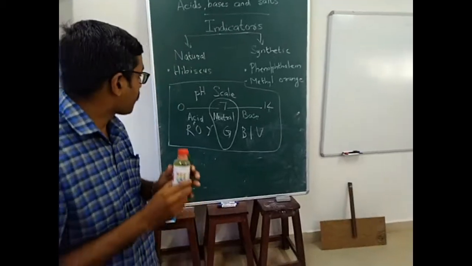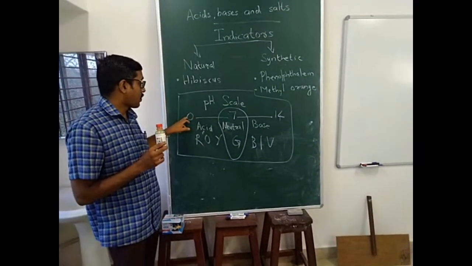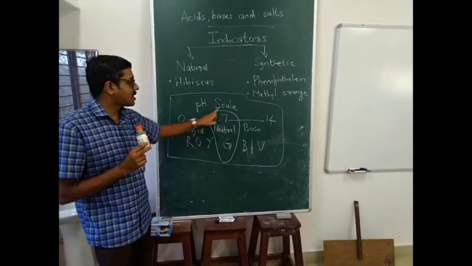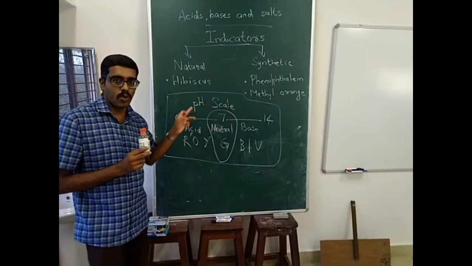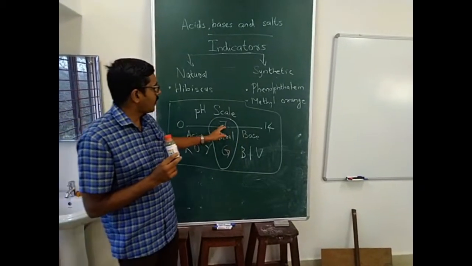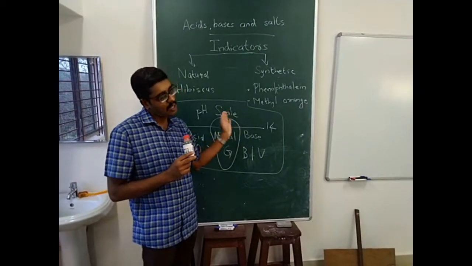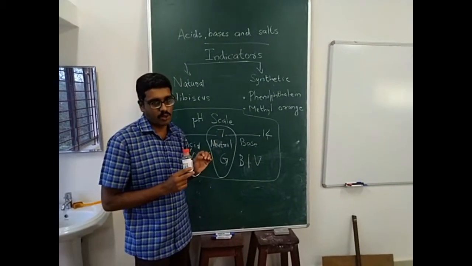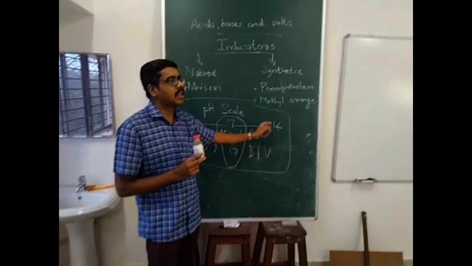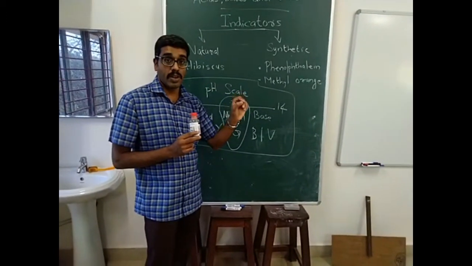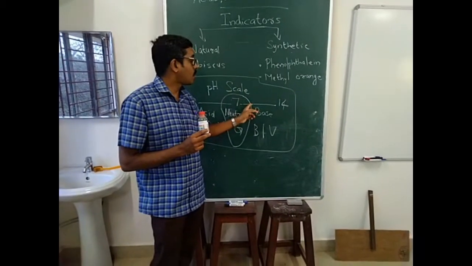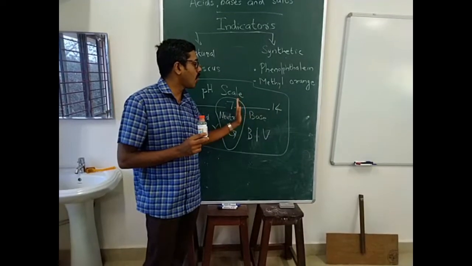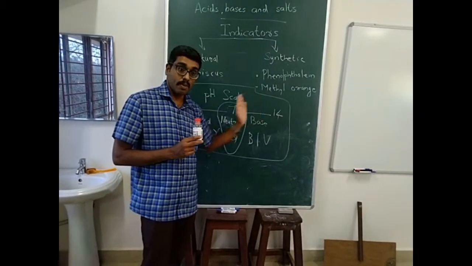On the board you can see the pH scale. It is from 0 to 14, and from 0 to 6.9 it is acidic, 7 is neutral. Distilled water is a neutral solution, and above 7, that is 7.1, 7.2, likewise it is going up to 14. From 7.1 to 14 it is a basic solution. So if a base has a pH of 13.7, it is very much basic compared to a base having a pH of 8.2. So the basicity increases going from 7.1 to 14.